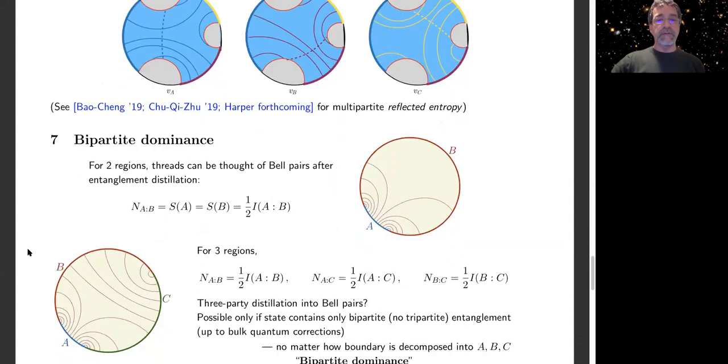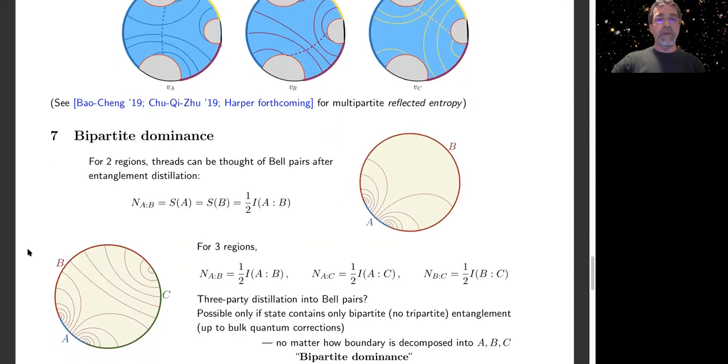With three regions, what you notice is that if you calculate the mutual information between A and B, half the mutual information is actually equal to the number of threads connecting A to B. And so that suggests that this is actually a picture of a three-way distillation into Bell pairs.